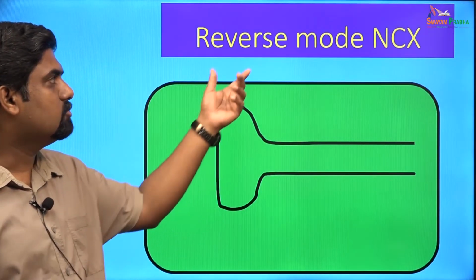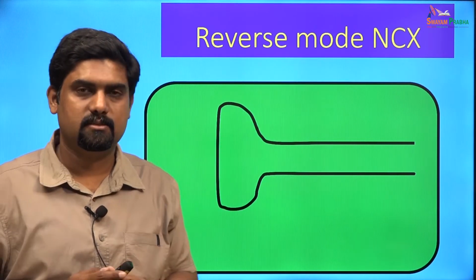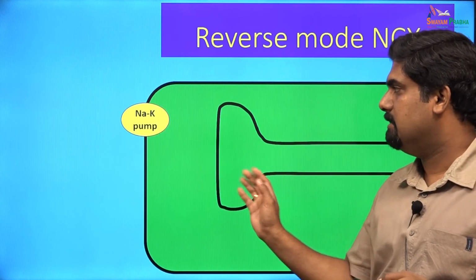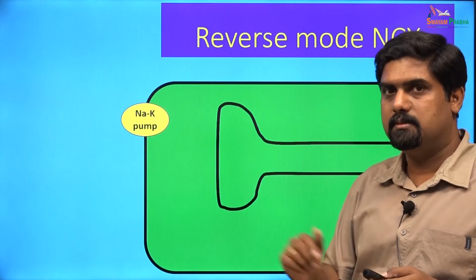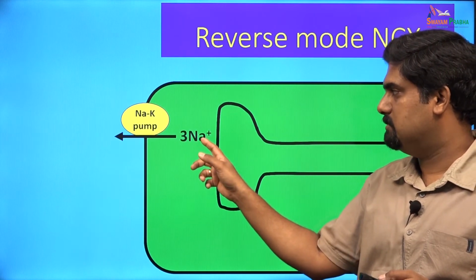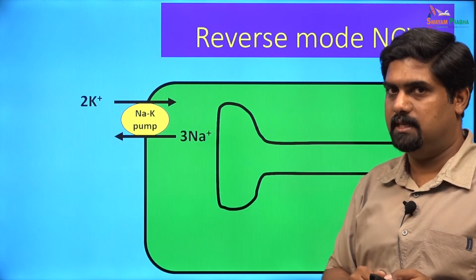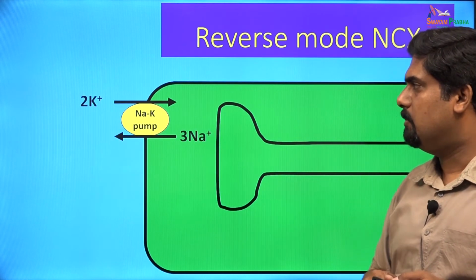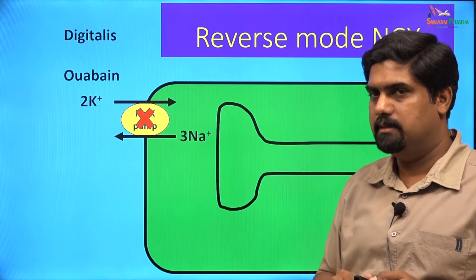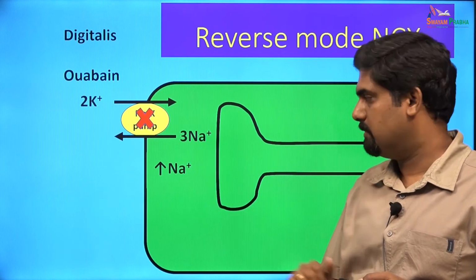Now NCX can also operate in the reverse mode, called the reverse mode NCX. Let us see that. Again, this is a cardiac cell. We have the sodium potassium pump present on the cell membrane. We know that the sodium potassium pump pumps 3 sodium from inside to the outside and takes in 2 potassium from outside to inside. Various drugs like digitalis and ouabain can block this sodium potassium pump, and this will cause an increase in intracellular sodium concentration.